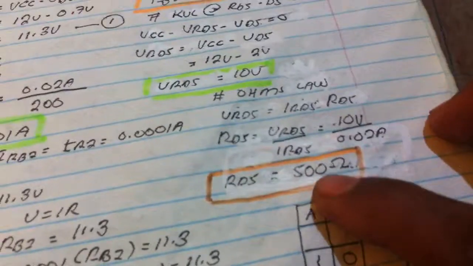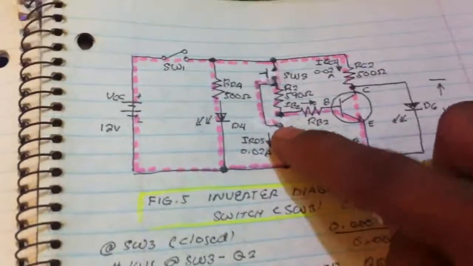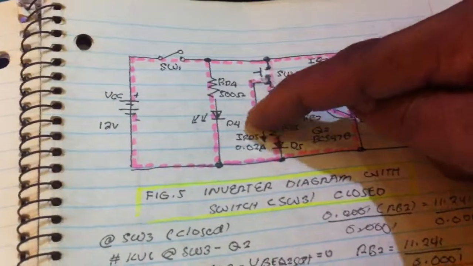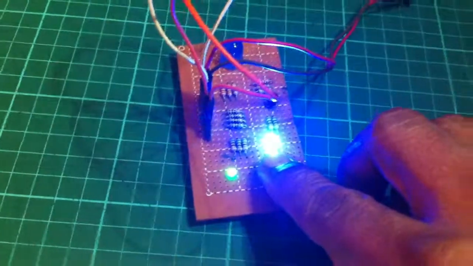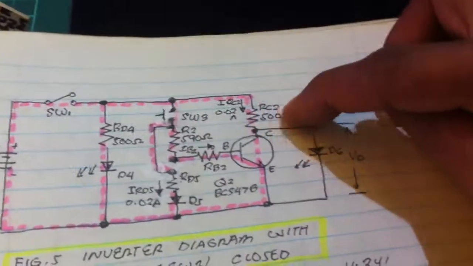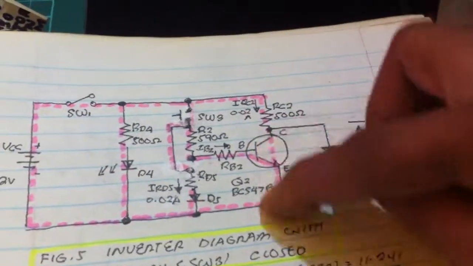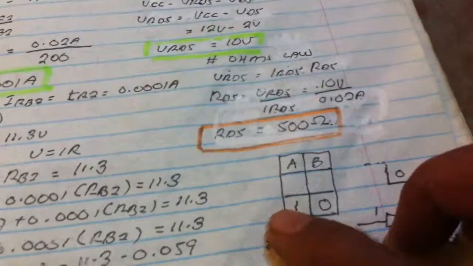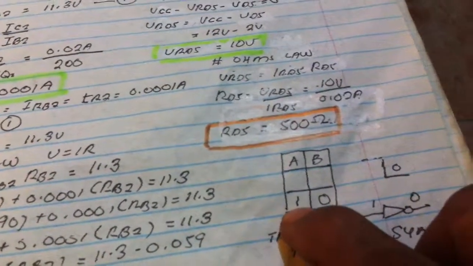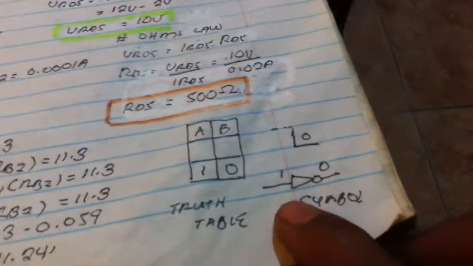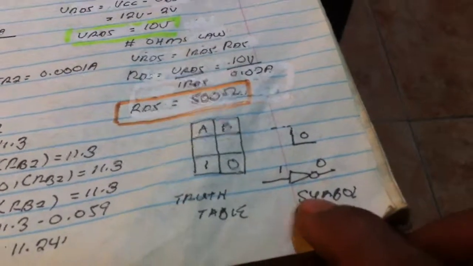10 volts, also 10 volts, 500 ohms. Every time you push the switch, current flows to the LED, lighting the LED, so that's why it is turning on. And the output LED is turned off because the current flows into the transistor. So every time you push switch 1, there's no output. And this is the logic symbol, 1, 0.